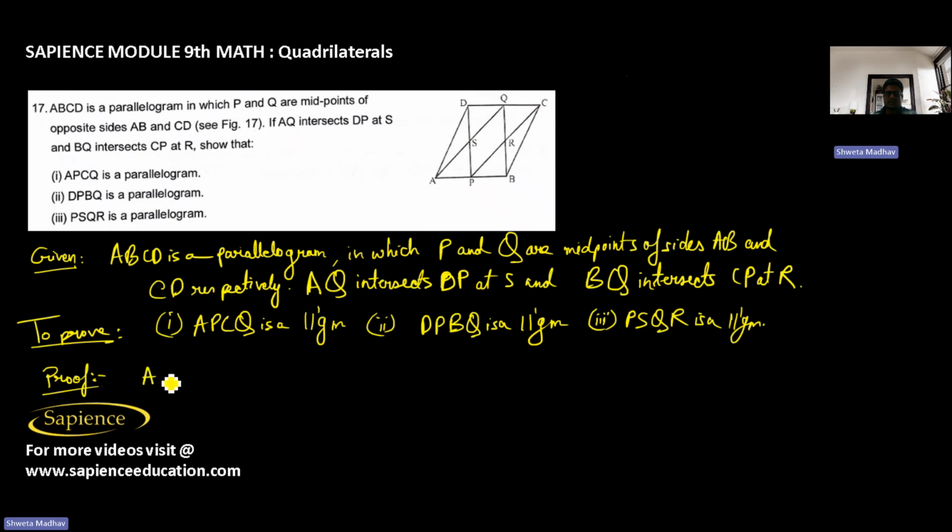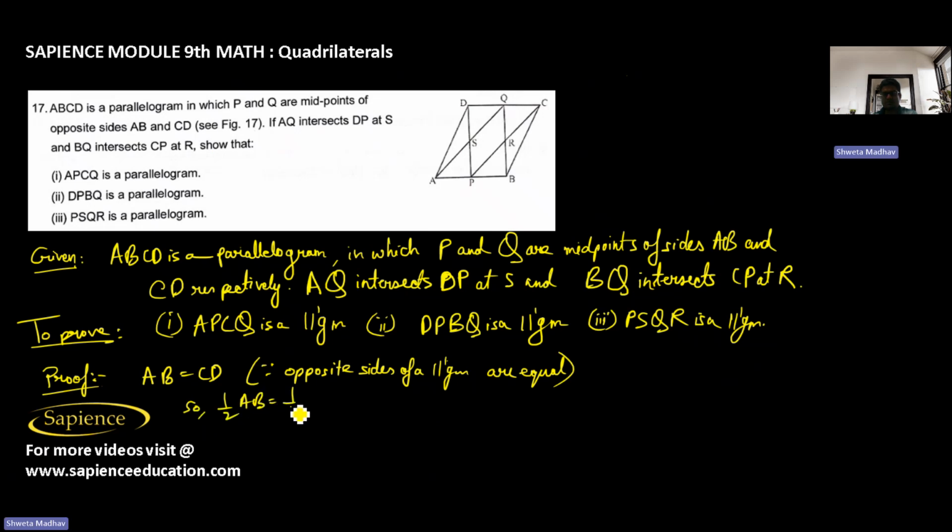So we can say that AB equals CD, since opposite sides of a parallelogram are equal. So therefore we can say that half of AB is equal to half of CD also. It means that DQ equals PB, and obviously AP equals CQ.